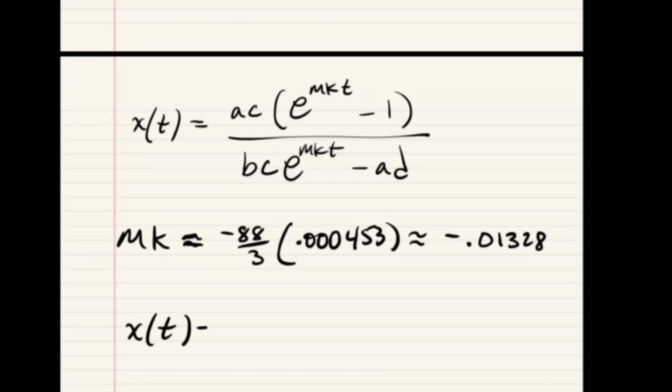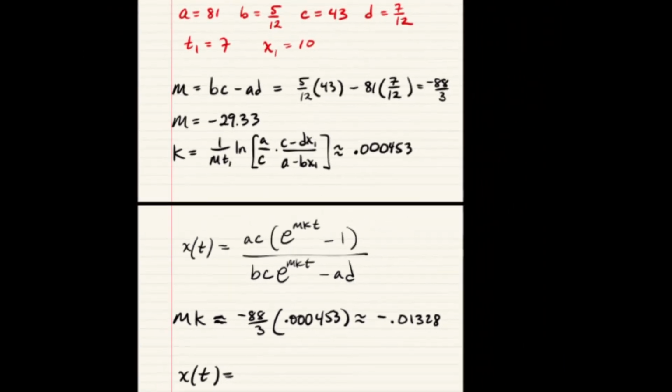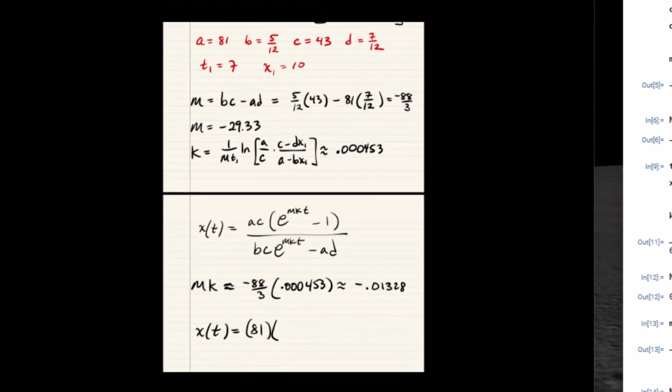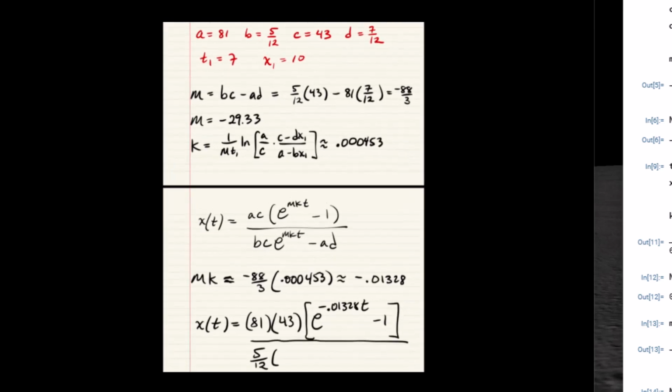X of t is the a. The a was 81, so this is 81 times the c, which is 43. It's e to the negative 0.01328 times t minus 1. This is all divided by the b times the c, so that's 5 over 12 times 43. And this is e to the negative 0.01328t, but then minus the a times the d.